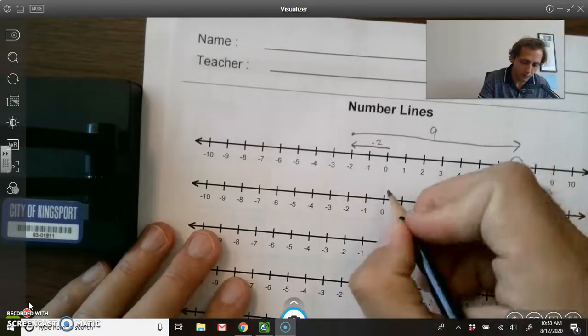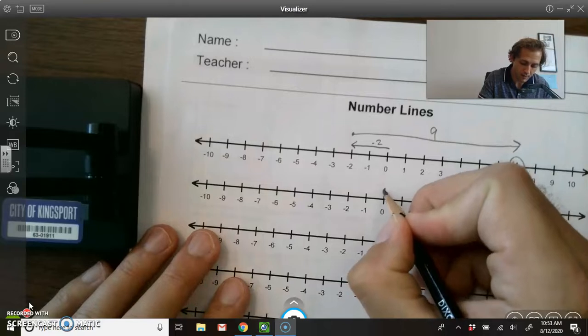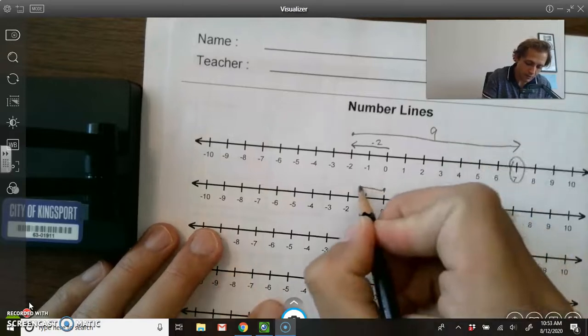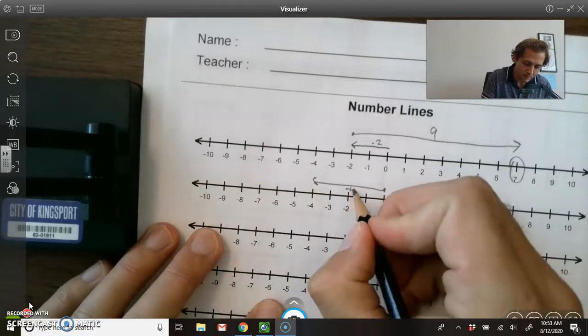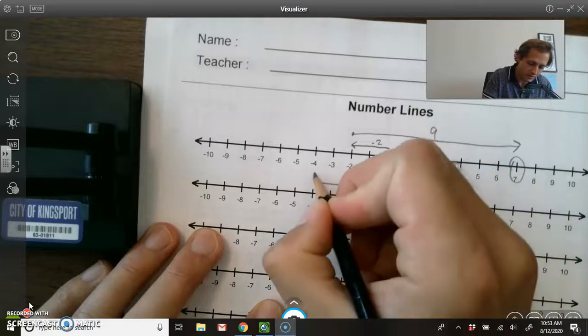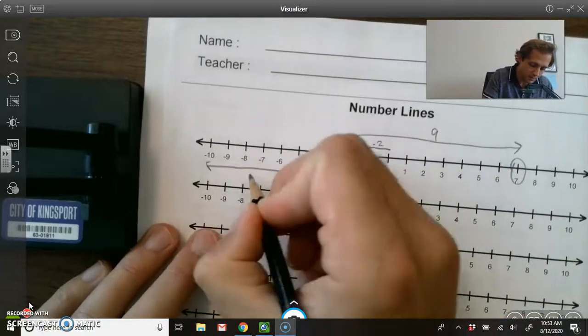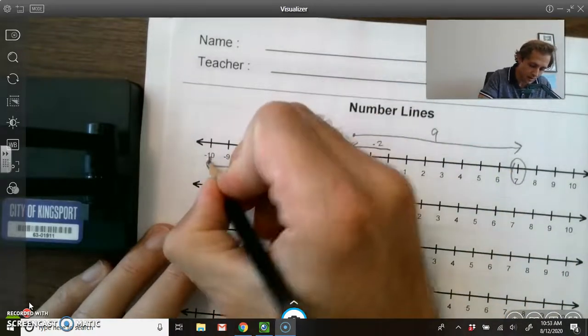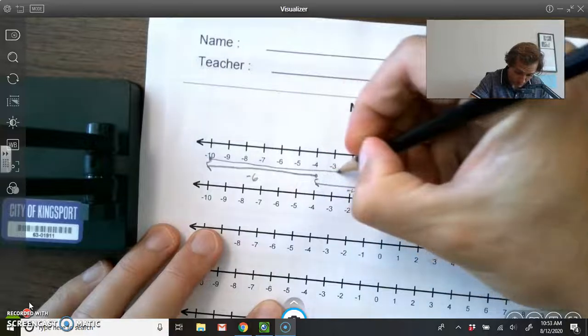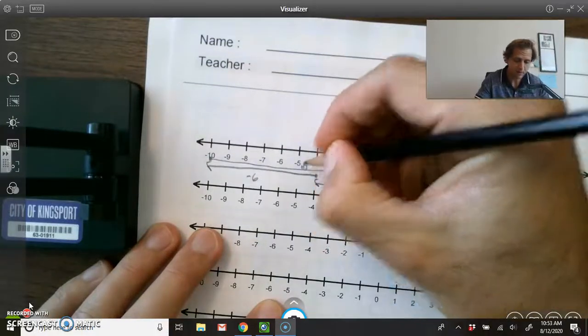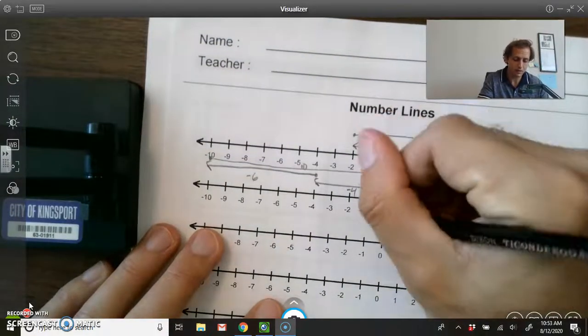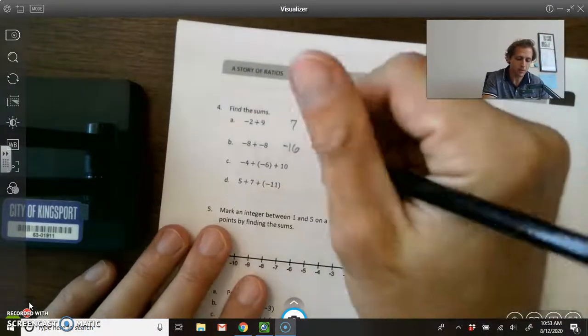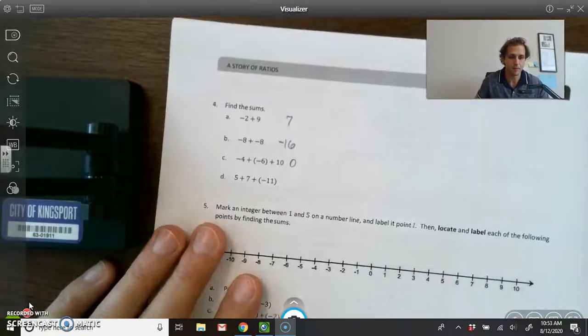I have 3 vectors on this one. -4, so 4 to the left. -6, 6 to the left. And then 10 to the right. And that gets me back to 0, and the answer for C is going to be 0.